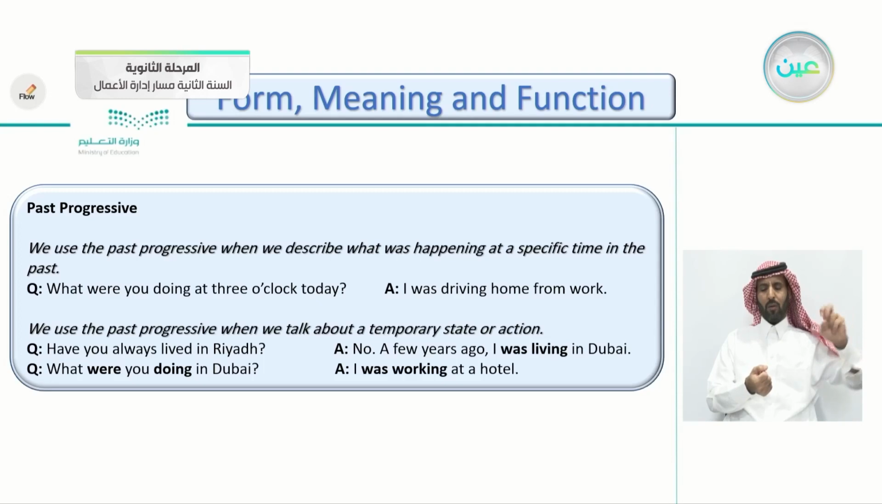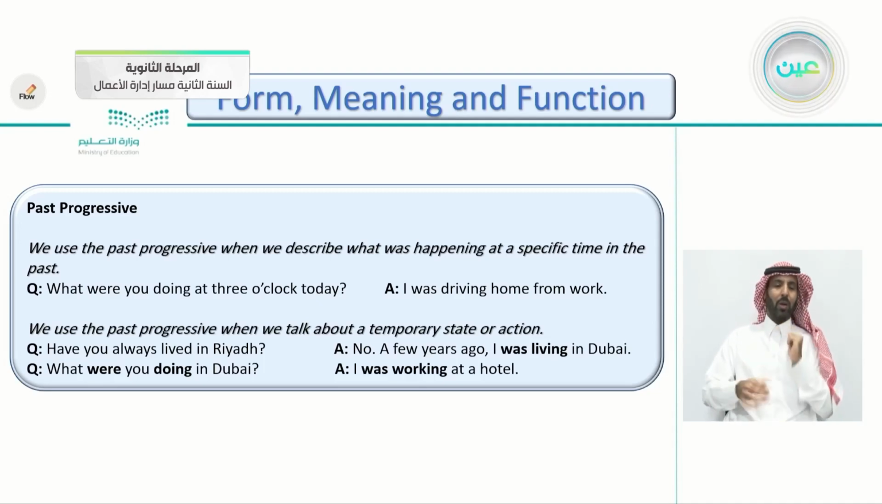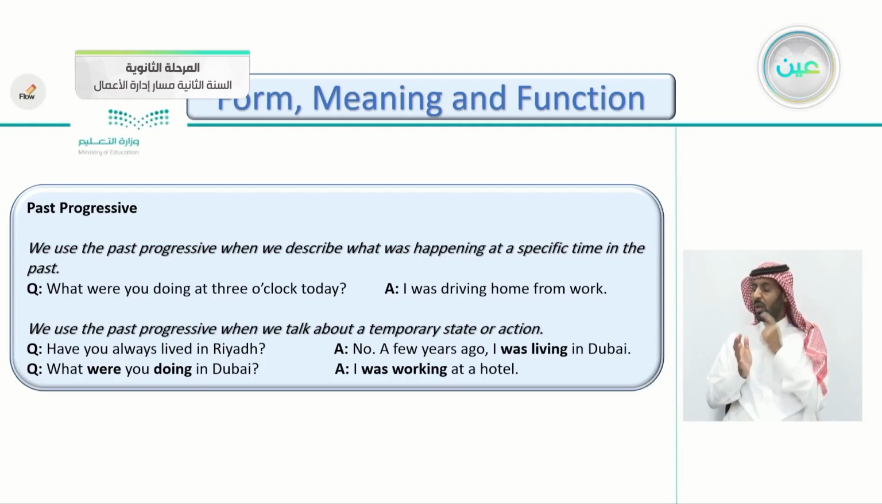Again, we use the past progressive when we talk about a temporary state or an action. This is another use for the past progressive. Let's take an example here. Have you always lived in Riyadh? No. A few years ago, I was living in Dubai. So this is talking about a temporary state or action. Of course, this is a state. I was living in Dubai. It was temporary. Then I came back to Riyadh.